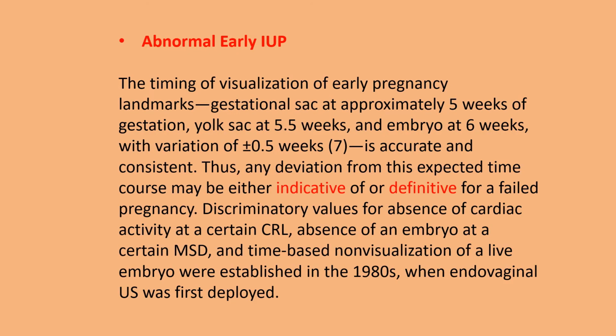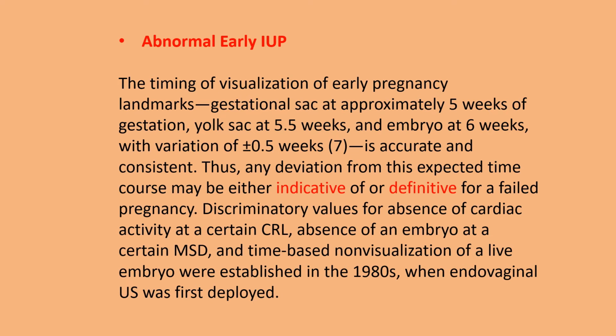Abnormal early intrauterine pregnancy. The timing of visualization of early pregnancy landmarks: gestational sac at approximately 5 weeks of gestation, yolk sac at 5.5 weeks, and the embryo at 6 weeks, with variation of 0.5 weeks, is accurate and consistent. Thus, any deviation from this expected time course may be either indicative or definitive for failed pregnancy.